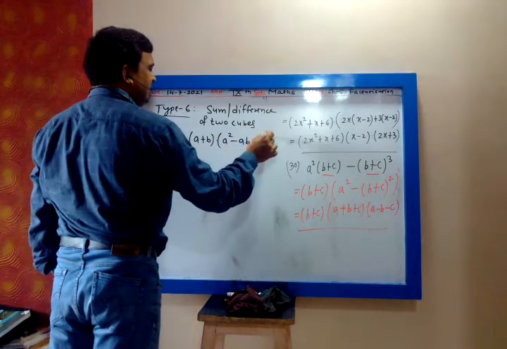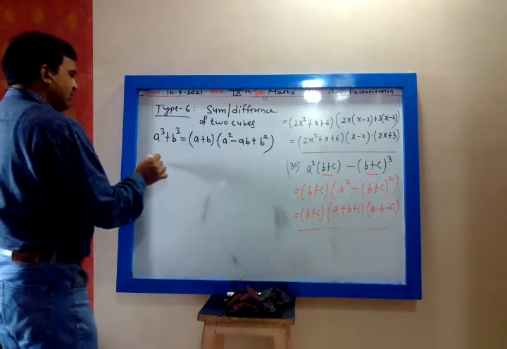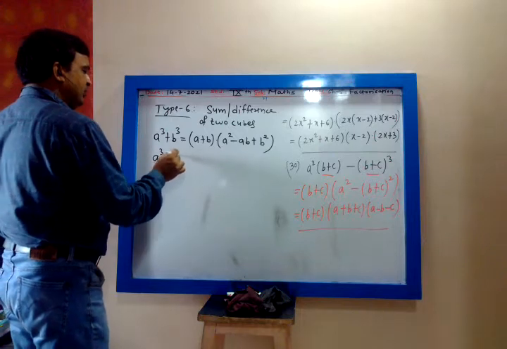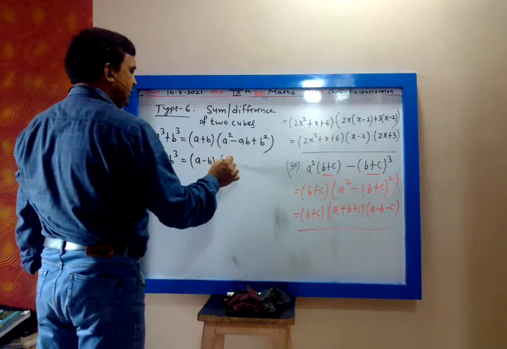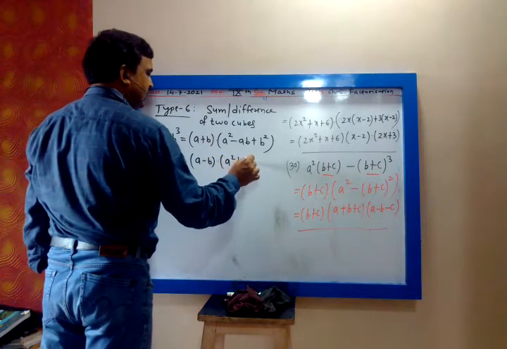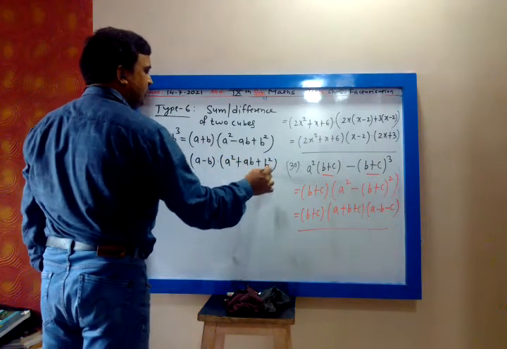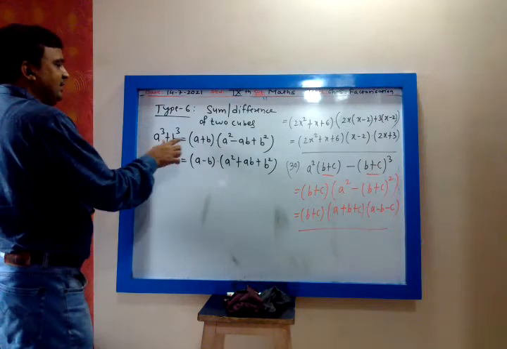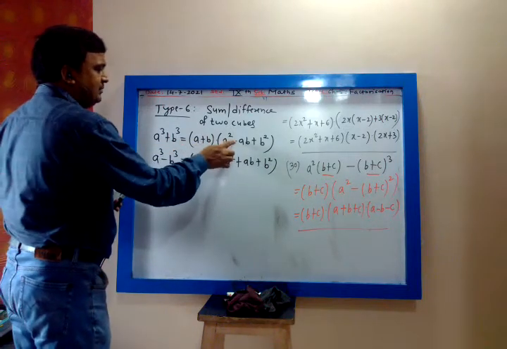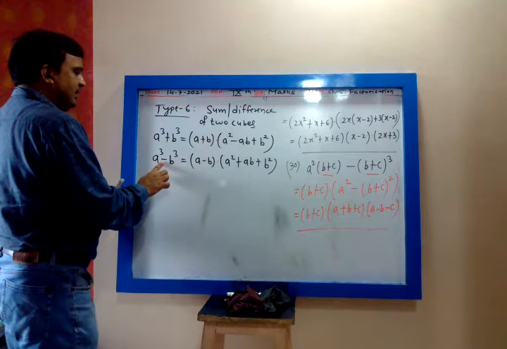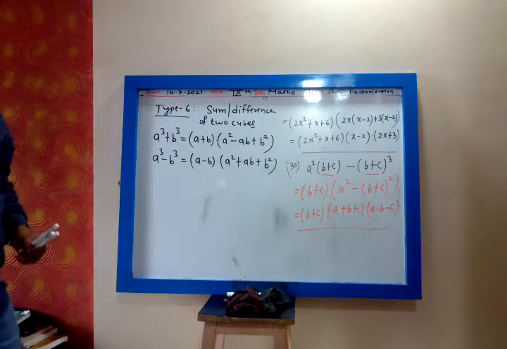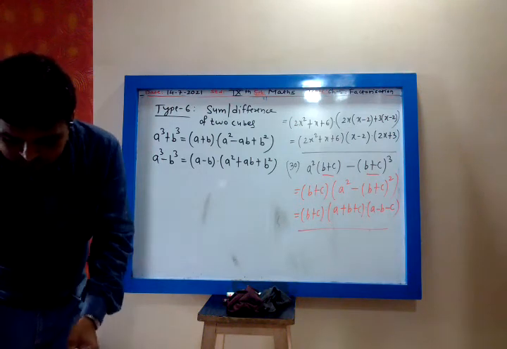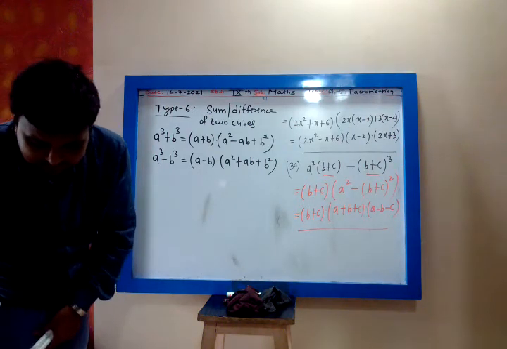We have already seen that in the expansion. Then a cube minus b cube will be a minus b into a square plus ab plus b square. The terms remain the same. Only you have to remember, if it is plus, in the first bracket it is plus, then in the second bracket it is minus. If it is minus, it is minus, then it will be plus. So based on this, we have to solve exercise 5D.